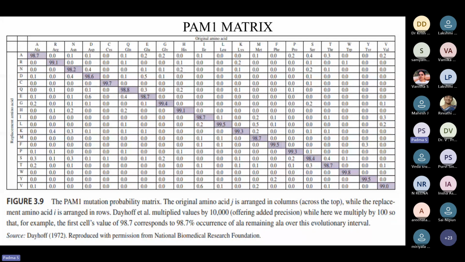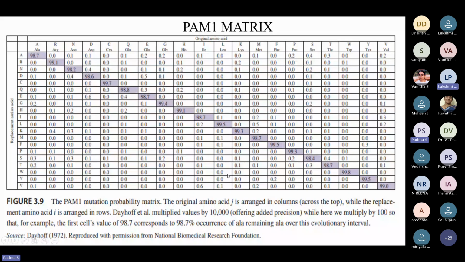So the original amino acid, you can see that the original amino acid is arranged in columns here across the top. These are the columns, that is alanine and all this, while the replacement amino acid is given in the rows. You have the rows of the amino acids here and columns of the amino acids. They are arranged in the same order.